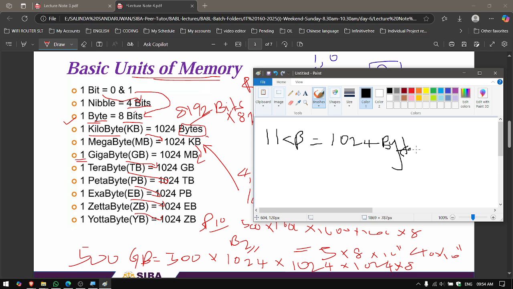Because we are thinking about the RAM or the memory, not about the hard disk. So this is the base 2 system. If you use the decimal system, you can use 1000 bytes here. So how to convert it to bits? Again, multiply by 8. So 1024 multiplied by 8 gives 8192 bits, right? So the answer is correct.